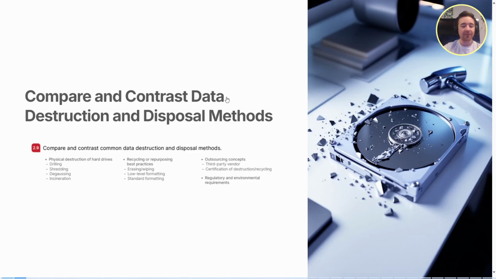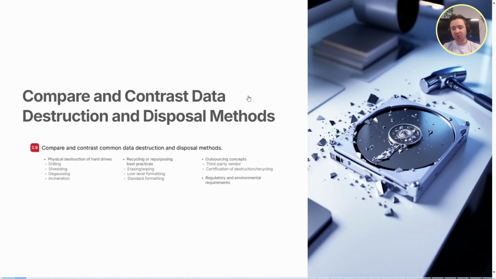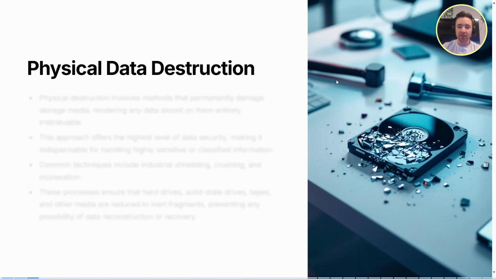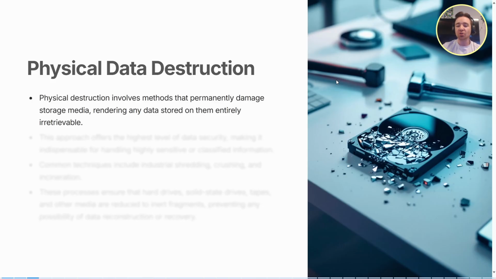Let's start with the 4 different methods of physical destruction that you need to know about. We're looking at our hard drive over to the right. We're destroying it. Why are we destroying it? Because we don't want anyone to be able to access the information on it. There's 4 different methods, each of which has pros and cons to it. Let's discuss them. Now, physical data destruction, just like I said, we're destroying our drive that contains our data.